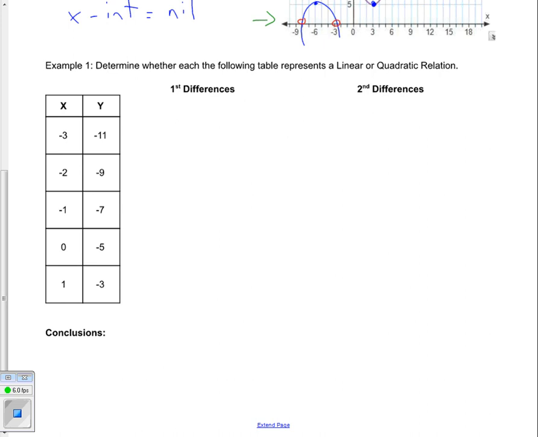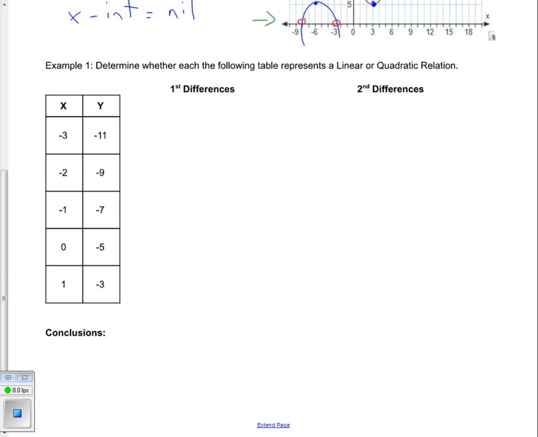Another way to identify a quadratic relationship, or a graph that makes a parabola, is by looking at a table of values and determining the first and second differences of that table of values. So for example, on the left-hand side, we have a table of values that gives us both x and y coordinates. And so what we need to do to figure out whether or not this equation is linear or quadratic is actually determine the first and second differences.